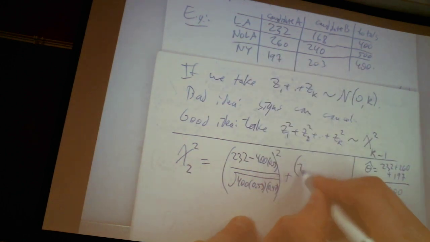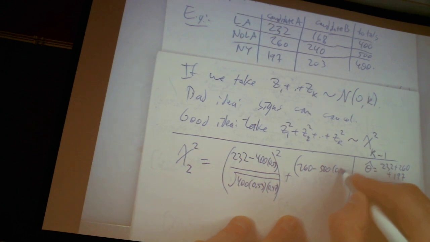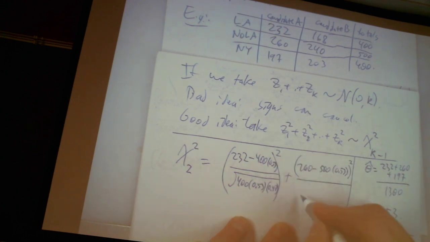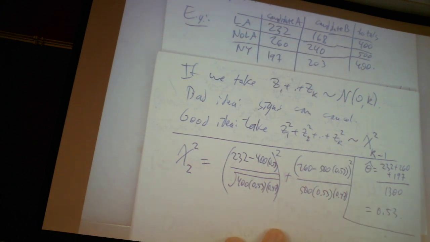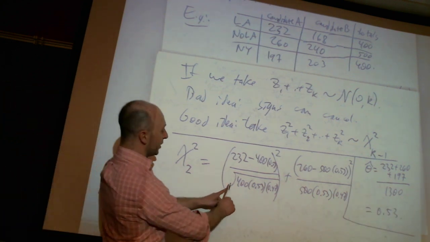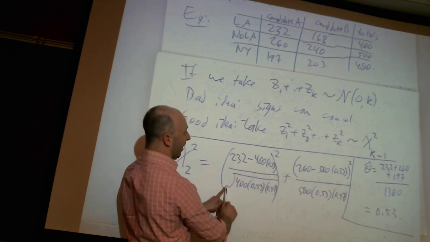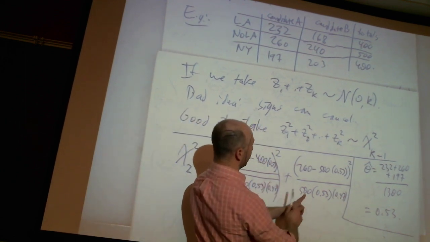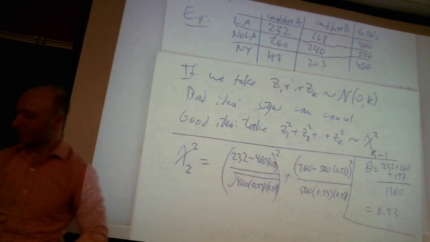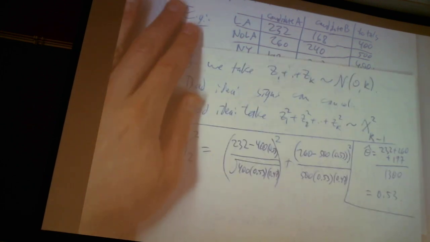In New Orleans, we had 260 minus 500 times 0.53 squared, divided by the square root, so you can actually simplify things a little bit: 0.53, 0.47. Does everybody see that? There's a square root in the denominator that gets squared, so just don't bother, and only square the numerator.